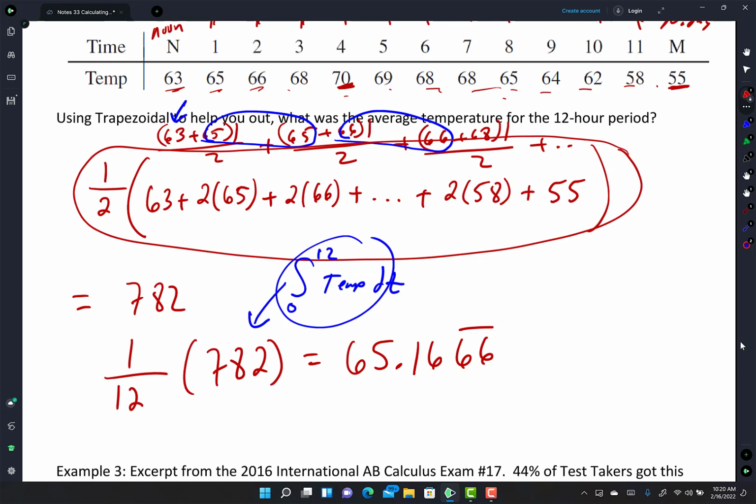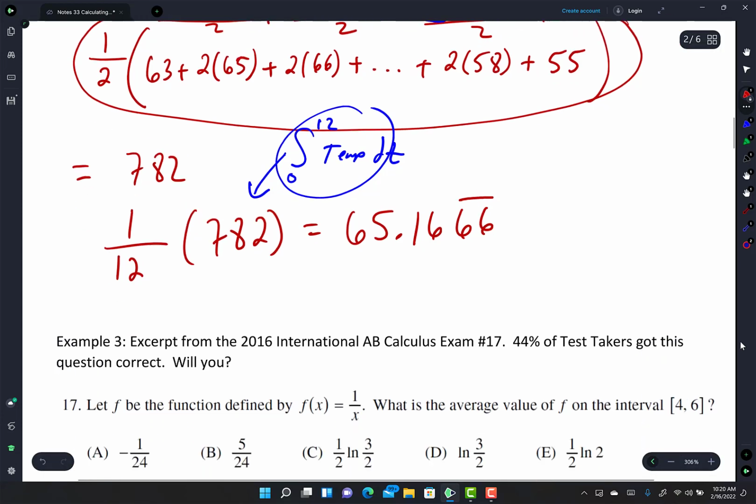Now, don't get it confused for median. That's totally different, but that's the average temperature. So this is how meteorologists, of course, they just have a computer tell them that. But this is the algorithm for what the computer does to find the average temperature. Isn't that cool? I think it's cool. Okay.